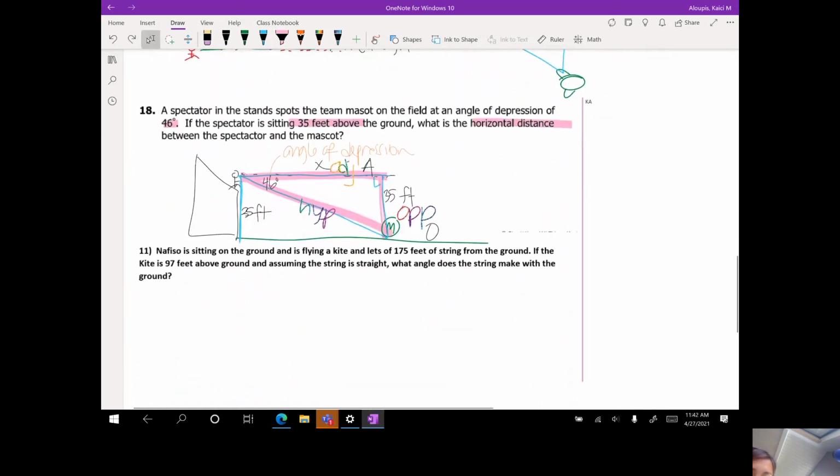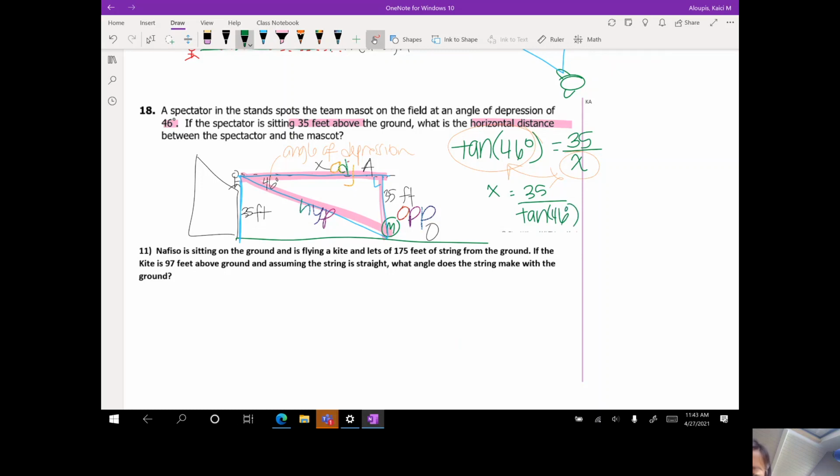So we're going to take the tangent of our angle. Tangent of 46 degrees is equal to, remember tangent is opposite first, 35 over adjacent x. And if you remember the shorthand trick, we flip these two things. So x is equal to 35 divided by tangent 46 degrees.